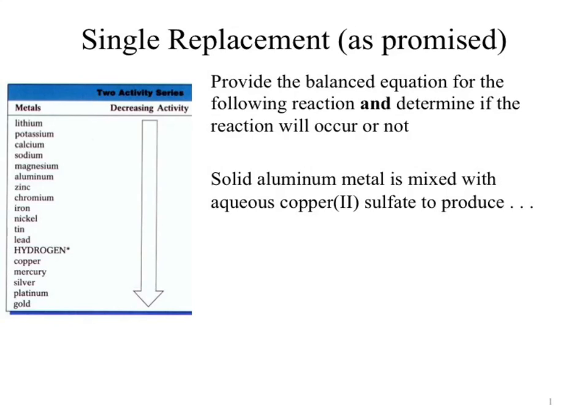You'll notice that in the phrasing here, it says solid aluminum metal is mixed with aqueous copper(II) sulfate to produce. You have to determine. So you are expected now to predict the product, which means you have to make sure that you get your formulas correct and everything else matches up. Okay? So if you got questions, raise your hand, and I'll come around to you to try and help you out. So we have Al.